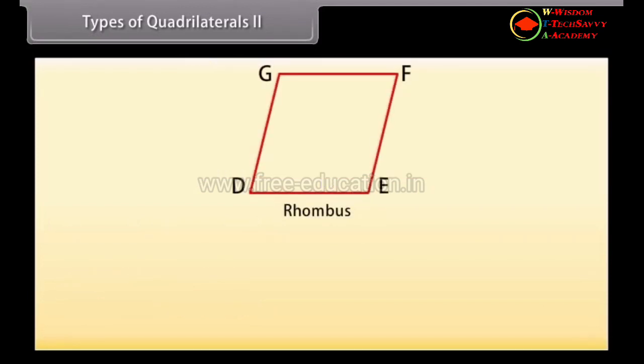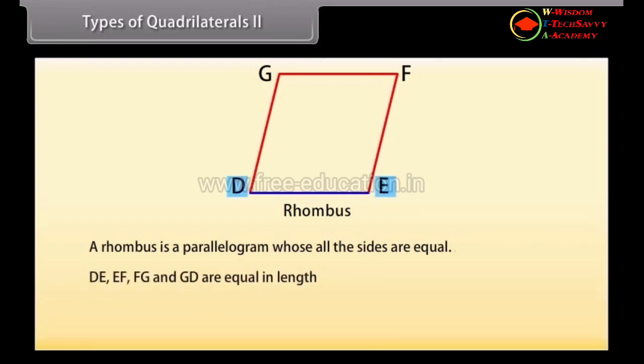Next is rhombus. A rhombus is a parallelogram whose all the sides are equal. Here lines DE, EF, FG and GD are equal in length. So DEFG is a rhombus.